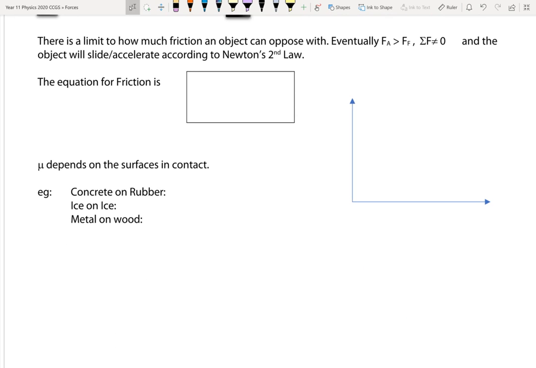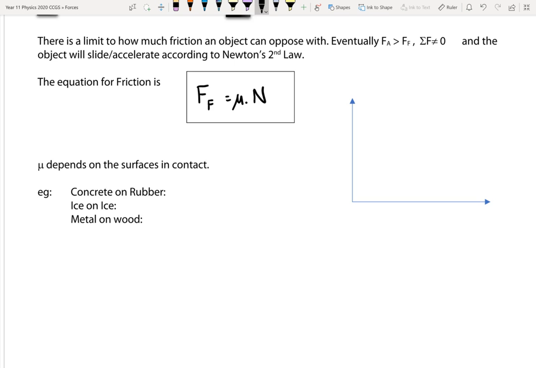There is a limit to how much friction an object can oppose. Eventually, the applied force is greater than friction, the object accelerates. The equation is this. Your friction force is equal to a coefficient multiplied by the normal force. It's not the weight force. Because you could push down on an object, you end up increasing friction. Have a think. If you push down on your laptop and then try to push it laterally, it's not going to slide as much. You could lift it up slightly. You could have a string and you could pull the laptop up slightly. It's still in contact. The normal force now reduces.